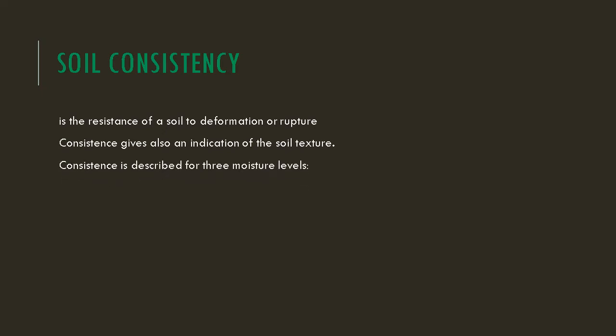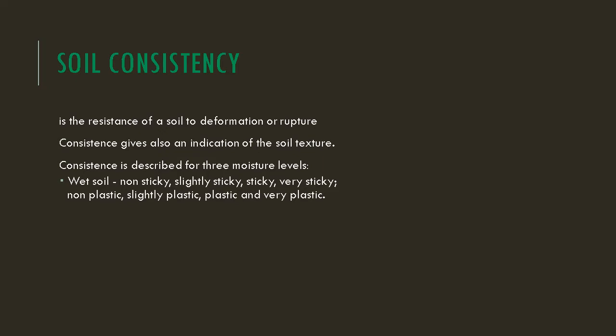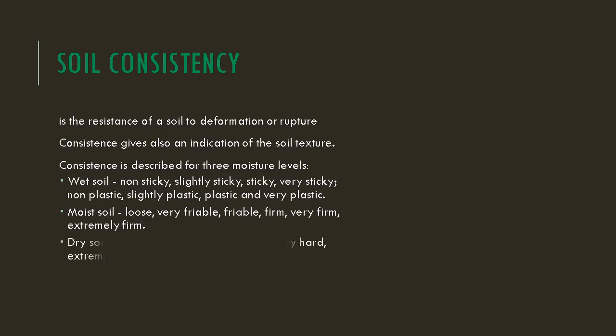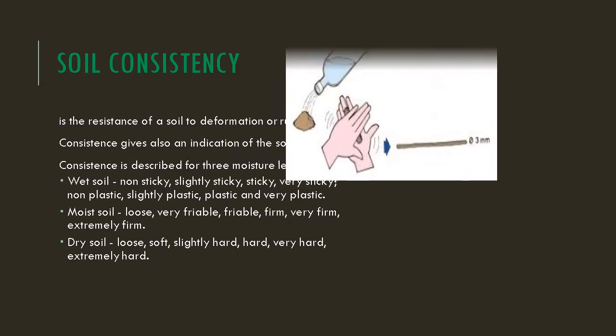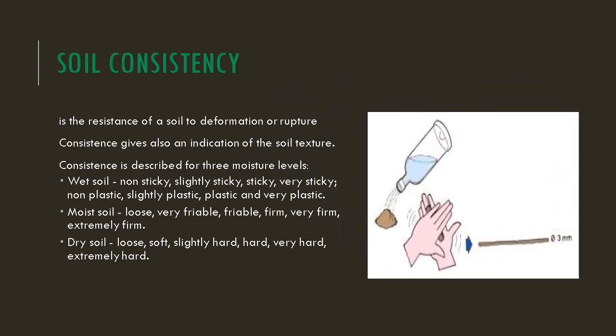Now, when we are talking about soil consistency, we are talking about soil being described as wet soil, and examples of wet soils we may have range between non-sticky to very plastic. Then we have moist soil ranging between loose and extremely firm soil. And lastly, we have dry soil, which we may have examples of very loose and extremely hard soil. Now, these diagrams give you an indication of what soil consistency is all about.